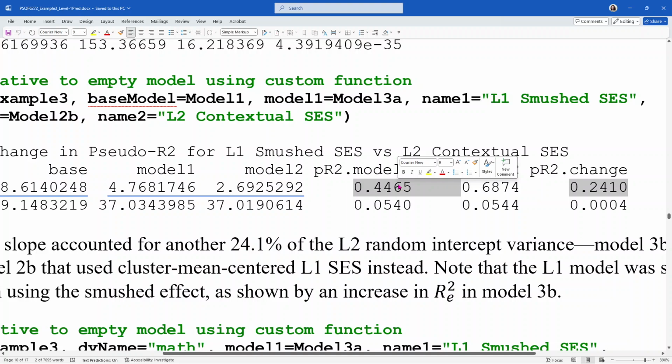Because if the smush model were okay, what would this change be? 0, exactly. There is no contextual effect. All I need to know is how much money this kid has. I don't need to know anything about the school, and I can predict their score.